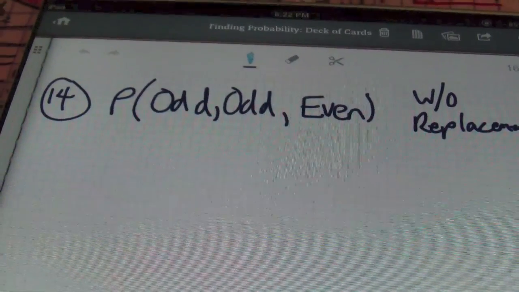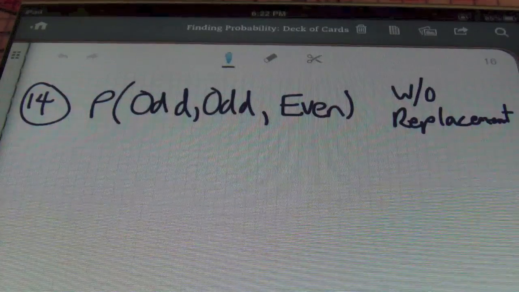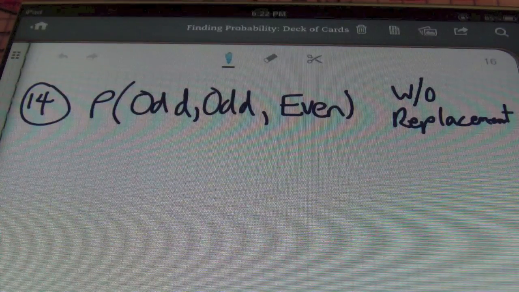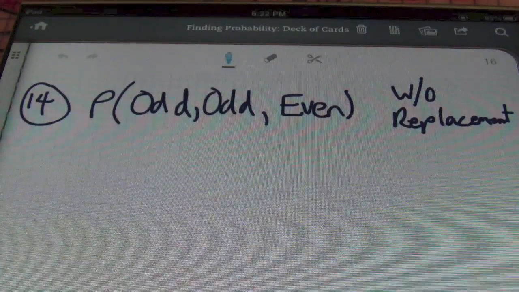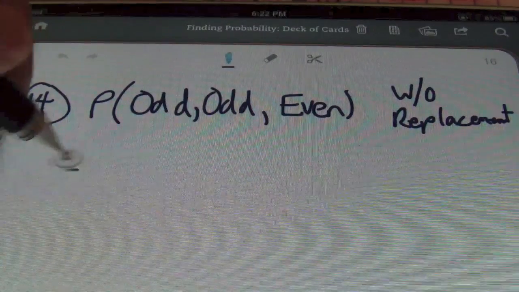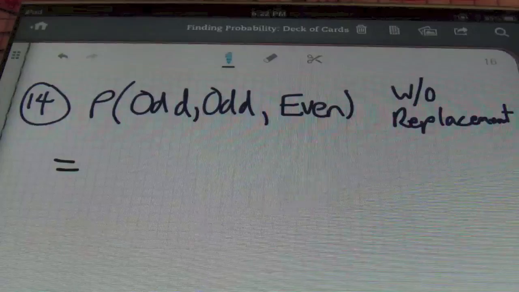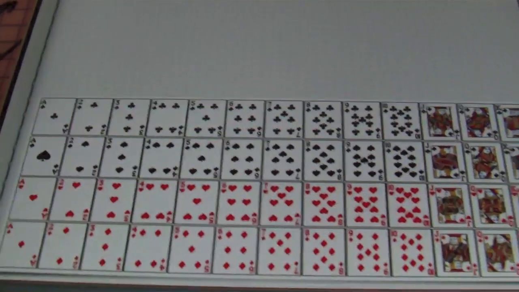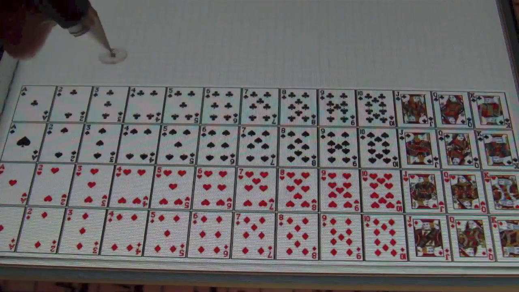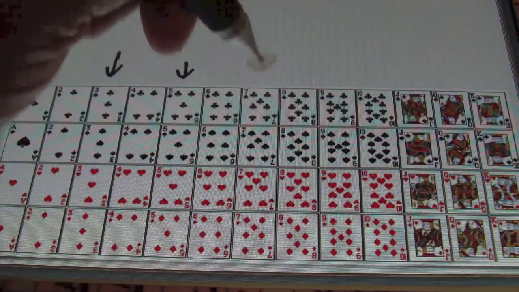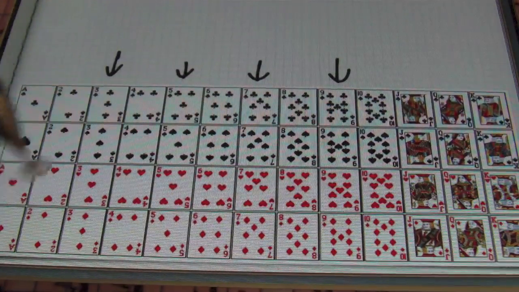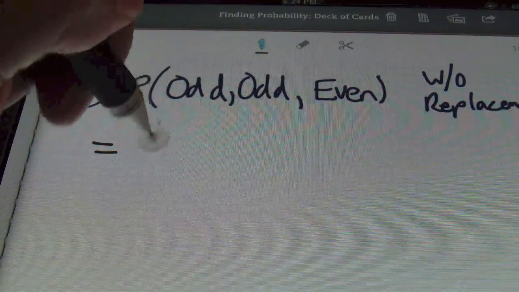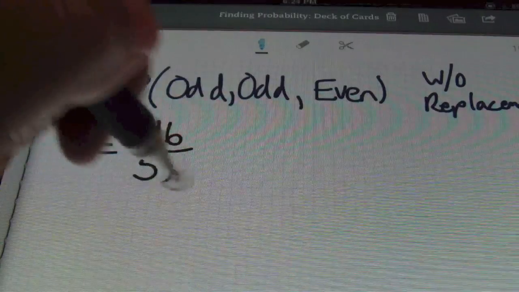Problem number 14. We want to find out the probability of pulling out an odd numbered card, then another odd numbered card, then an even numbered card, and we're going to do all of that without replacement. So for the first card that we pull out, we need an odd numbered card. So let's check that out. The odd numbers in our deck of cards, ladies and gentlemen, are going to be the 3, the 5, the 7, and the 9. And for each one of those numbers, of course, we'll multiply times 4 because there are 4 suits there. So that first card has a probability of 16 out of 52.